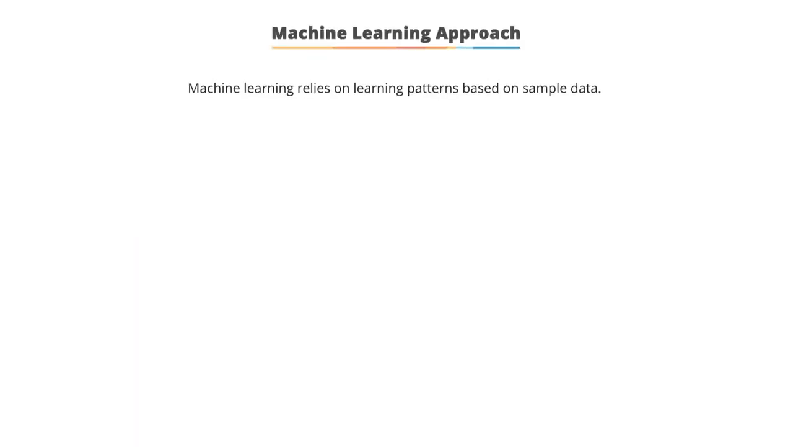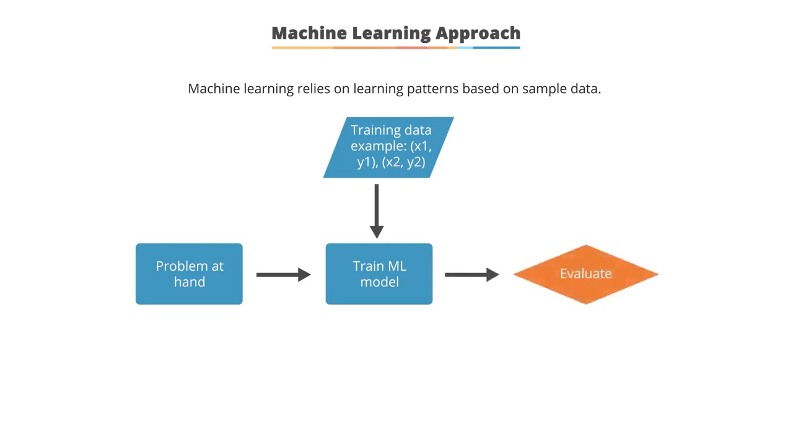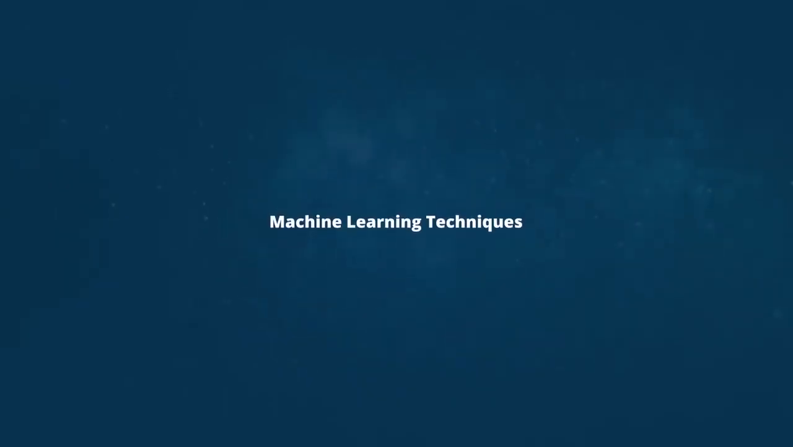In the new machine learning approach, the decision rules are not hard-coded. The problem is solved by training a model with the training data in order to derive or learn an algorithm that best represents the relationship between the input and the output. This trained model is then evaluated against test data. If the results were satisfactory, the model would be deployed in production, and if the results are not satisfactory, the training is repeated with some changes. Machine learning techniques.